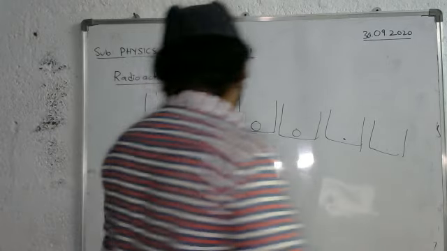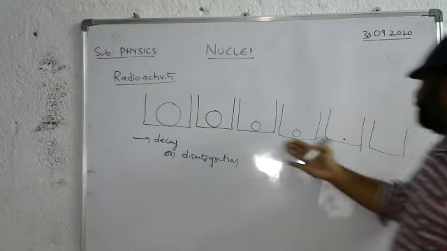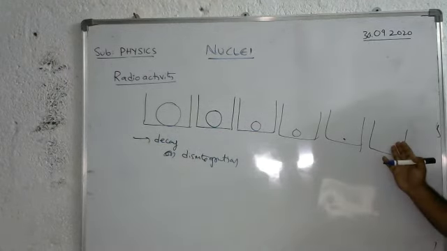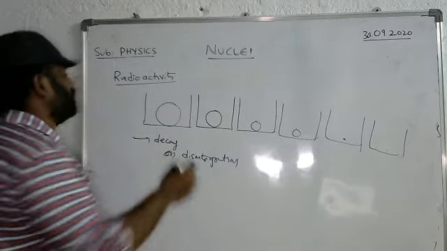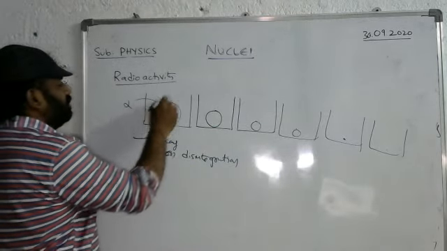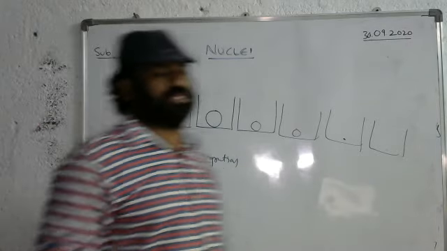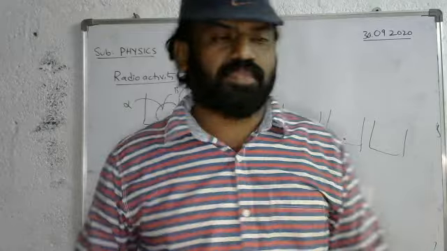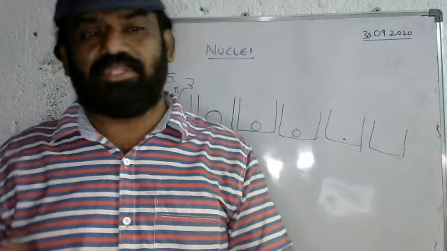What happens here? The element gradually decreases until there is no element. The invisible rays like alpha, beta and gamma radiations are emitted from that substance, so that the material, substance, nuclei or element gradually decreases.